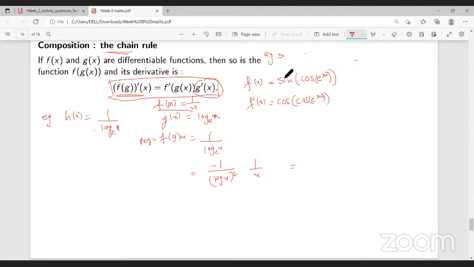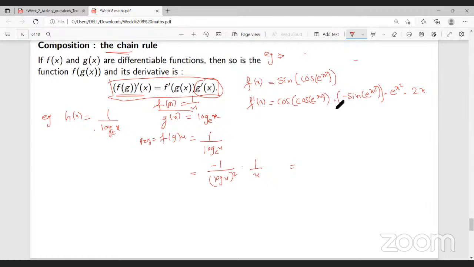Right. Now, once we take the derivative of the outer function, take the derivative of the inner function. It is cos x. What is the derivative of this? Minus sin x, so minus sin of e to the power x square, right? And now we take the derivative of this function e to the power x square. What is the derivative of e to the power x square? e to the power x will be e to the power x square only, right? Then what is the derivative of x square? 2x. So this will be the derivative of this particular function.